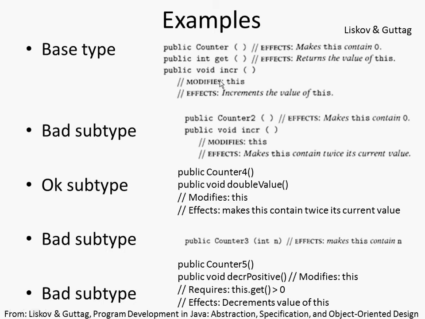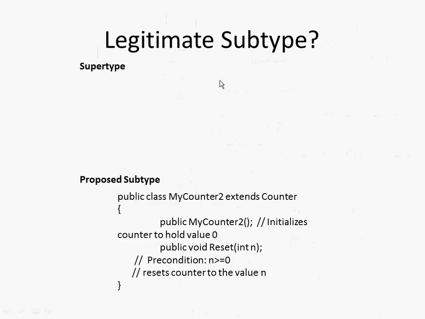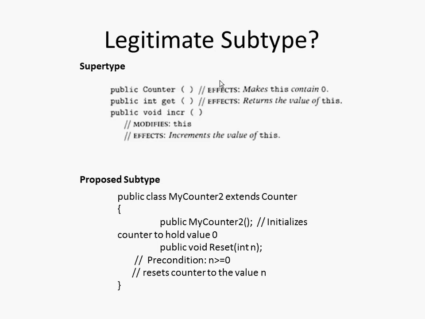Okay. Let's talk about this. Here's another one. So here's the same supertype. Here's my counter 2. My counter 2 has a reset operator. It can reset it to an arbitrary value greater than or equal to 0. Is this a legitimate subtype? Are the promises made by this type down here at the bottom consistent with, do they adhere to, all the guarantees made up here?